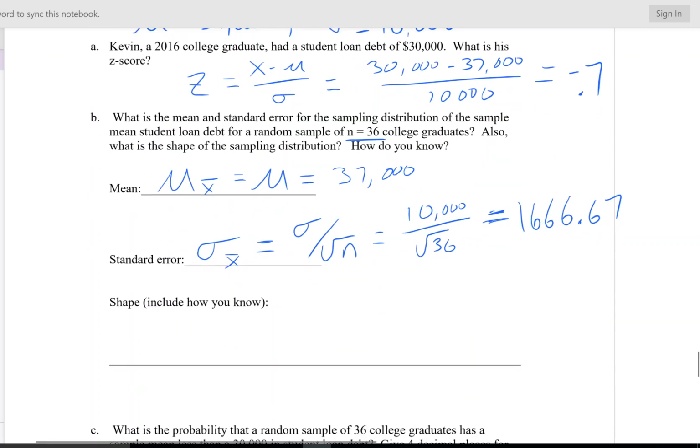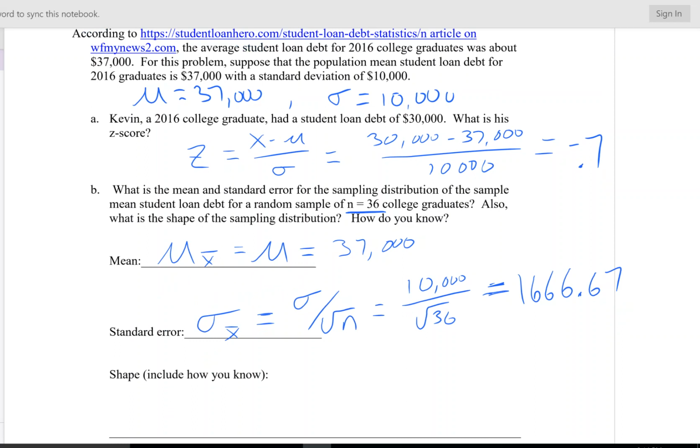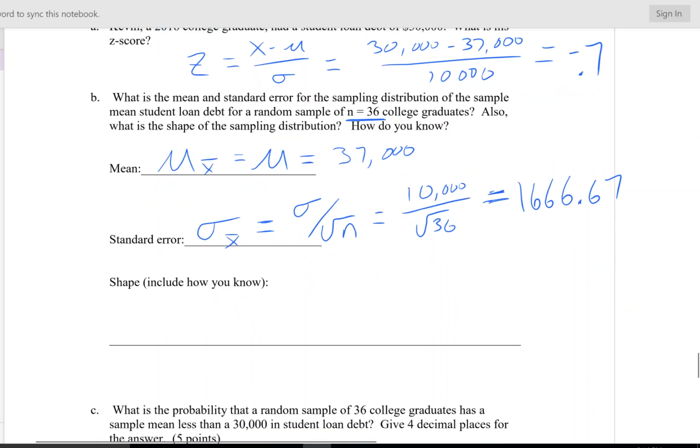All right, so what about the shape of the sampling distribution of the sample mean? What we know about the shape is that when we have a sample size of at least 30, the shape of the sampling distribution of the sample mean is approximately normal, regardless of what the population distribution looks like. We were not told anything about the shape of the population itself, so we're going to have to rely on the central limit theorem, which says that once n is at least 30, then we know the distribution of the sample means is bell-shaped, regardless of the shape of the population itself.